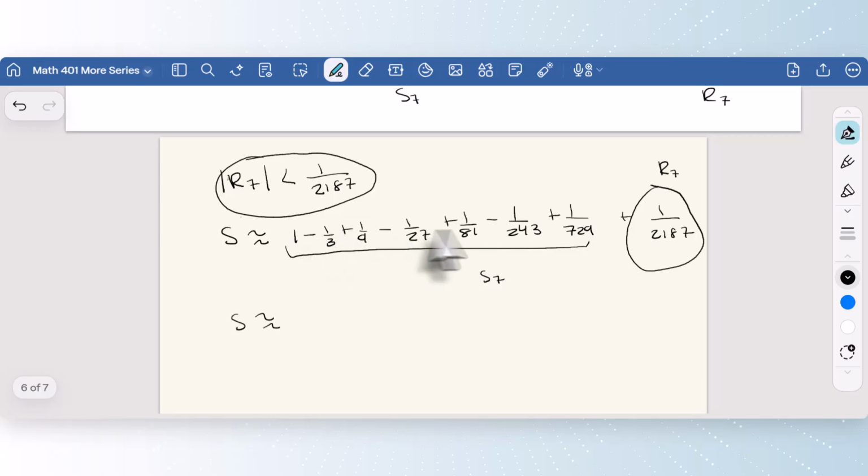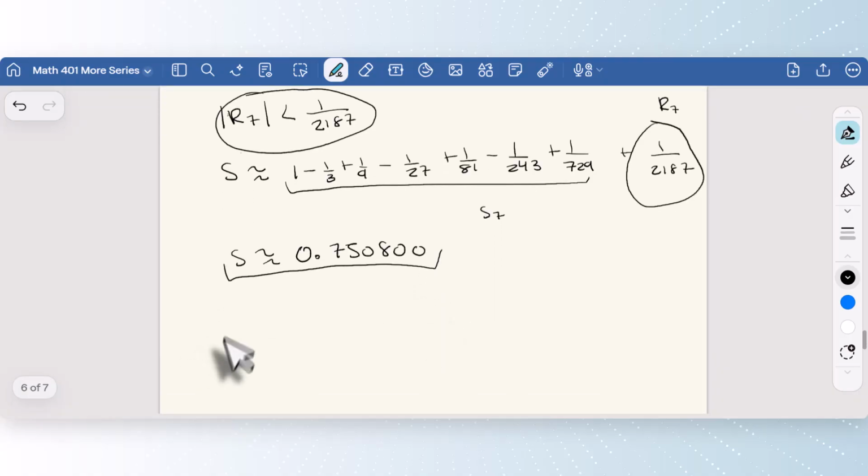So once I add all these up and then add the remainder, 1 over 2187, I'll get an approximation for the sum. And so when I put all that on my calculator, I get 0.750800. Let's go to 6 decimal places. So 1, 2, 3, 4, 5, 6. It's a 1 after that. So this will be my approximation for the sum.